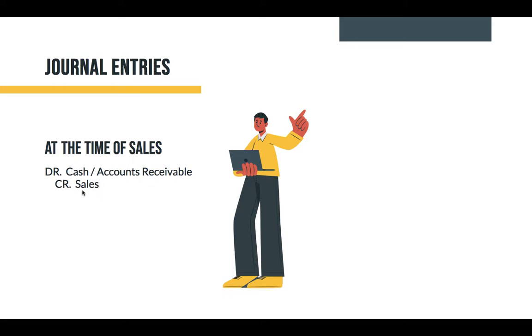If not paid, then accounts receivable. Then credit, okay, CR is credit, DR is debit. So credit sales, to recognize the sales that happened.